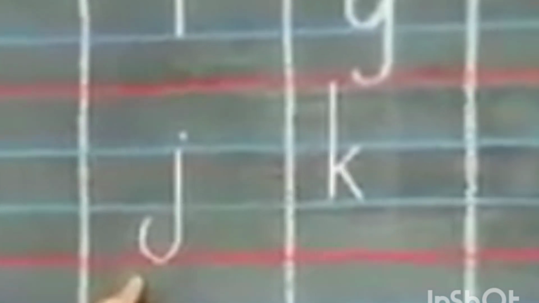The next is J. J is going down. It is not a grass letter. Next is K. K is touching the top red line. So it means it is a sky letter, not grass. Again, L is touching the top red line. It is also a sky letter. The next is M. M is coming within these two blue lines. So M is a grass letter. Next is N. N is also coming within these two blue lines. N is also a grass letter.